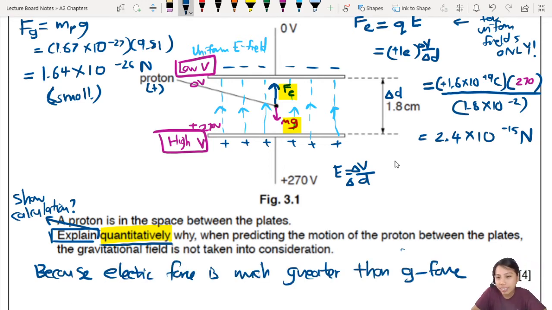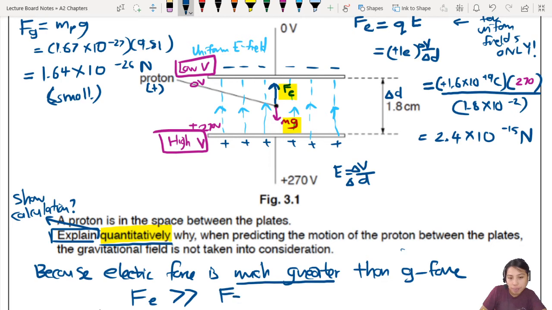I kind of shortcut here and write G force, but "much greater" is an important idea. See, how many magnitudes greater? Times 10 to the negative 26 on the top left, then times 10 to the negative 15 above me. Wow. If you want to write it out in symbolic form, I recommend you write a sentence, but this is how it will look symbolically: Fe is much bigger than Fg, hence Fg is negligible.